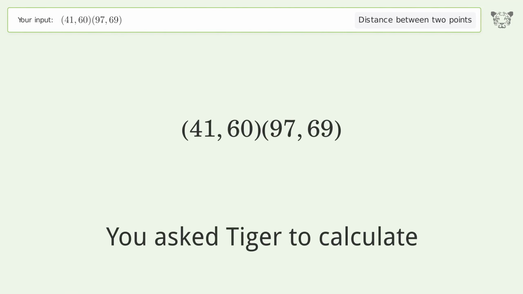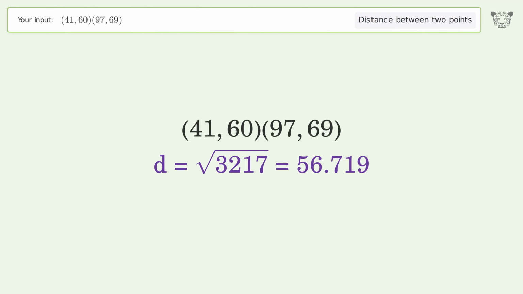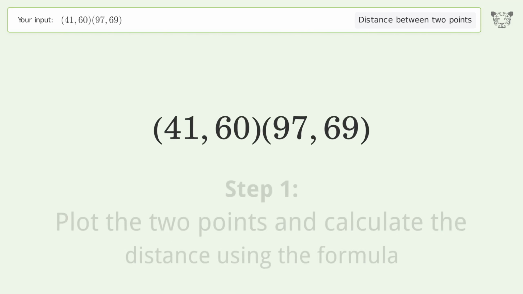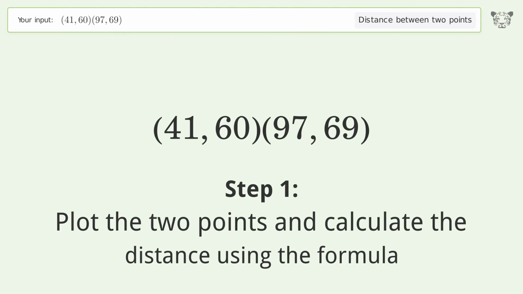You ask Tiger to calculate. This deals with the distance between 2 points. The distance between the 2 points is the square root of 3,217, or 56.719. Let's solve it step by step. Plot the 2 points and calculate the distance using the formula.